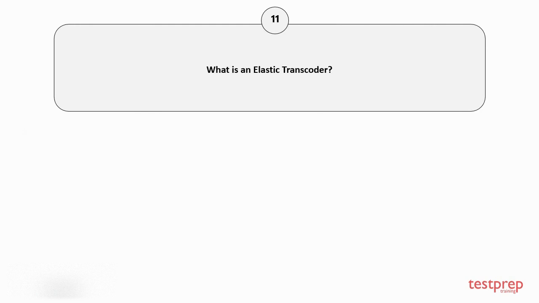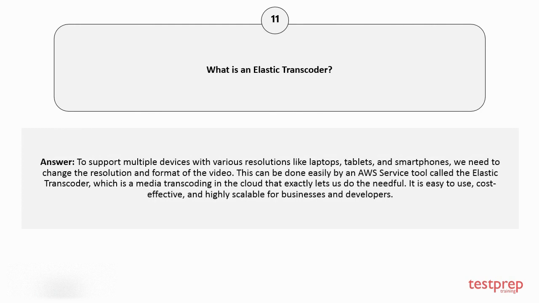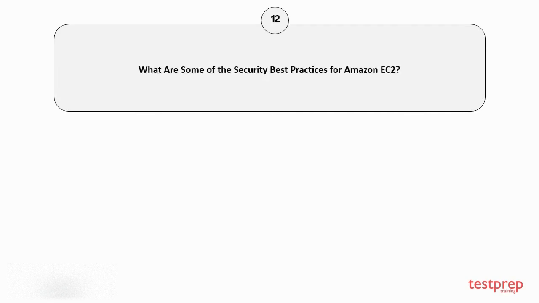Question number 11, what is an elastic transcoder? Your answer is to support multiple devices with various resolutions like laptops, tablets, and smartphones, we need to change the resolution and format of the video. This can be done easily by an AWS service tool called the Elastic Transcoder, which is a media transcoding service in the cloud that exactly lets us do the needful. It is easy to use, cost-effective, and highly scalable for businesses and developers.